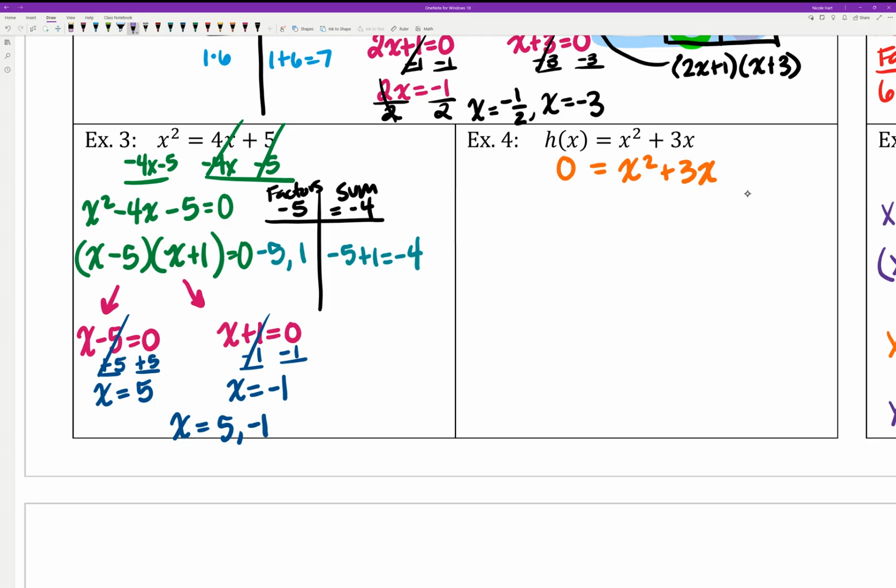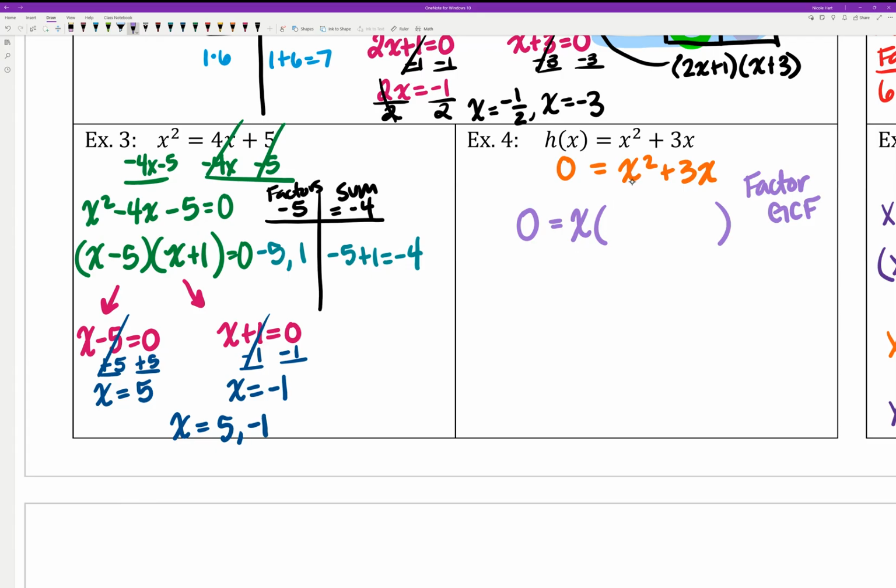Sometimes we just need to factor a GCF. If I look at my 2 terms, I have x squared and 3x. They both have an x, so I can factor that x out. So I'm going to take an x out of the x squared and 3x, and put it outside in the parentheses. If you want to give it its own set of parentheses, that's fine too.